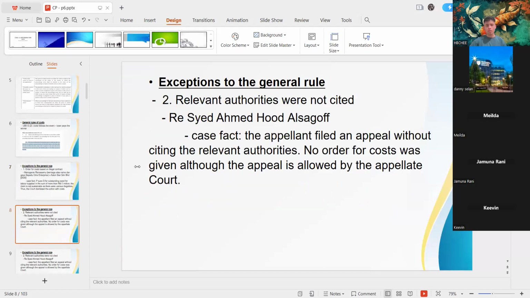Another exception is when the relevant authorities were not cited. This is the case. The fact is that the appellant filed the appeal without citing the relevant authorities. Therefore, you couldn't be awarded the cost. No order for cost was given, although the appeal was allowed.